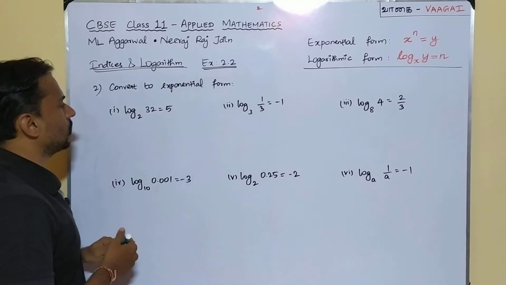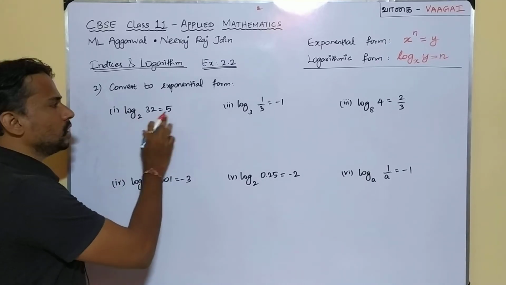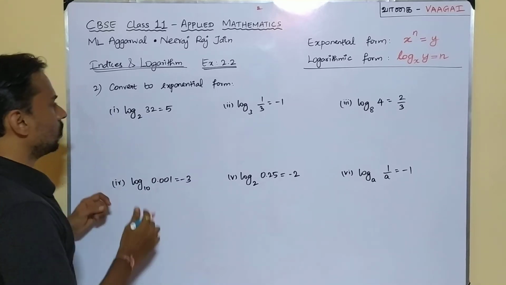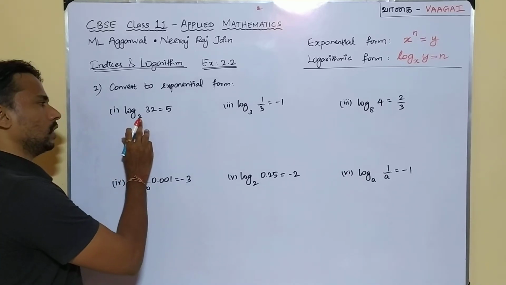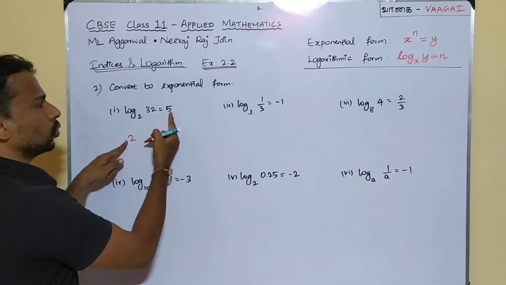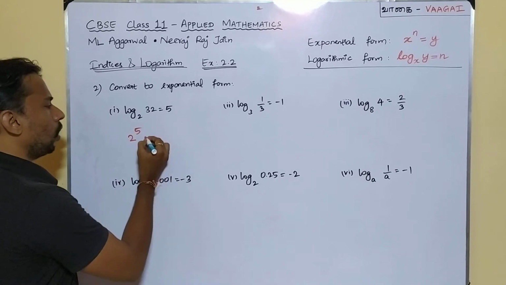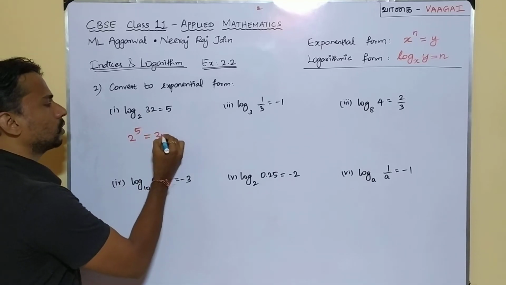Our first subdivision is log 32 to the base 2 is equal to 5. What we do here, first of all, is start with the base. The base is 2, so write 2 here. This 2 is raised to the power, which is going to be 5, so 2 to the power 5 will be equal to the logarithmic value 32.